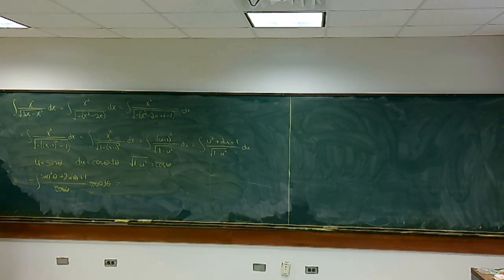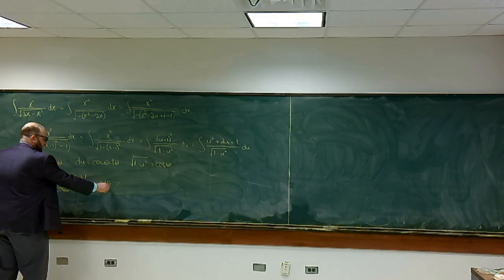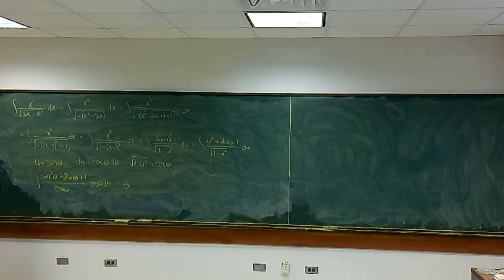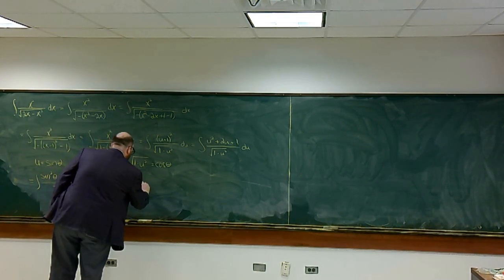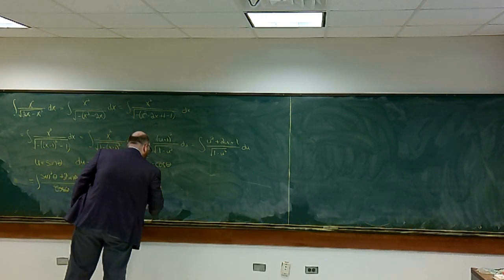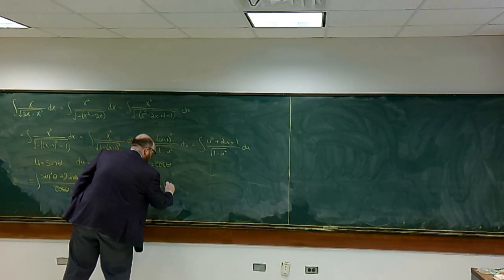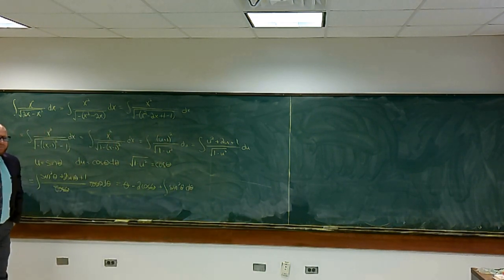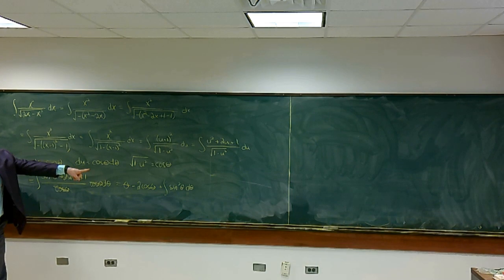What is the antiderivative of 1? X. Well, it's not x in this case, it's just theta, right? Yeah. Antiderivative of sine. I don't think it's negative cosine. It's negative cosine. And what I'm going to do is write that for right now, because that's the only one that we have left to evaluate.